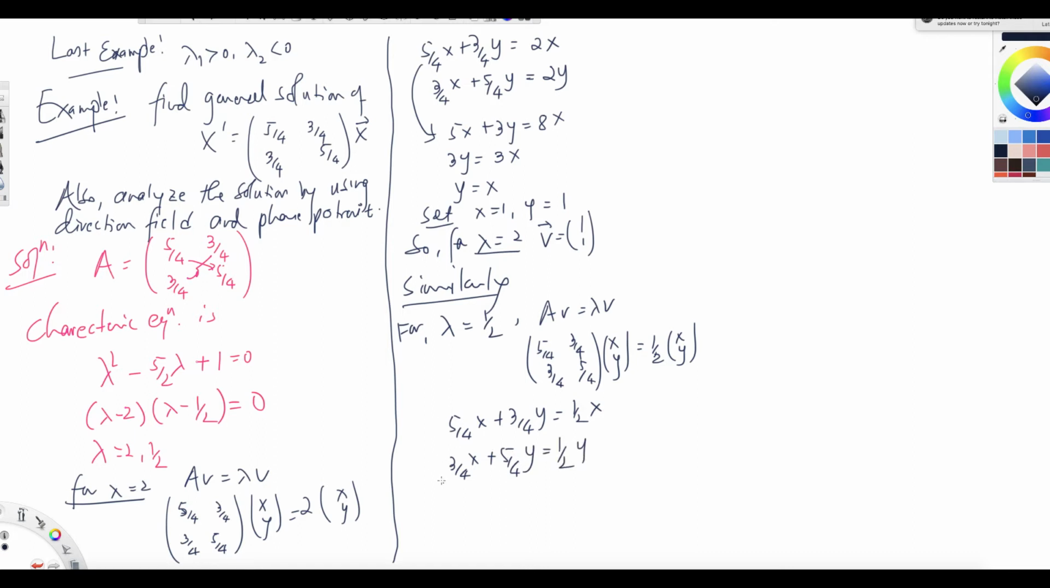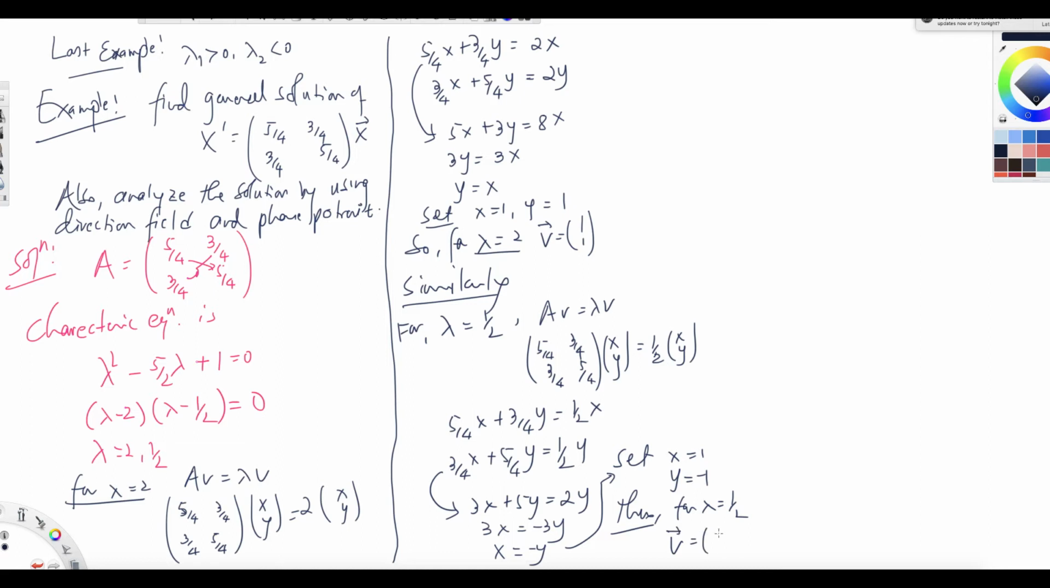Let us take the second equation. You can pick the first or second equation to solve. So let me multiply by 4 on both sides. You get 3x plus 5y equals 2y. So what do you get? If you subtract 5y, you will get 3x equals negative 3y. So x equals negative y. Now if you set x equals 1, you will get y equals negative 1. Thus for lambda equals 1/2, the eigenvector will be (1, negative 1).